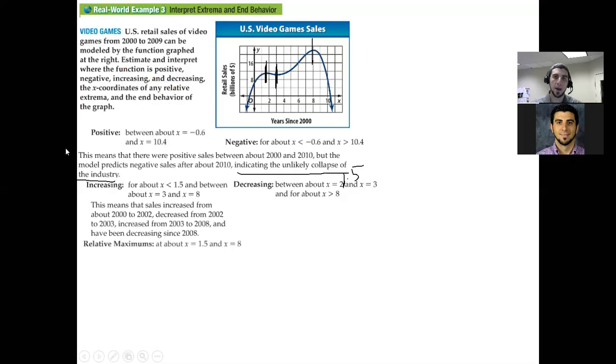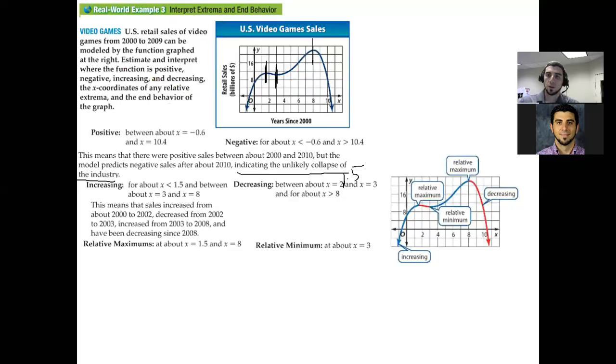Now, relative maximums, there's a maximum at about 1.5 because that's where the graph changes from going up to going down, and at 8, the same thing happens. And then a relative minimum at about x equals 3, that's where the graph changes from going down to going up. So you can see all the characteristics here. It's increasing on the blue parts, decreasing on the red parts, and you have a relative max where it changes from increasing to decreasing here as well as here, and changes from decreasing to increasing here.